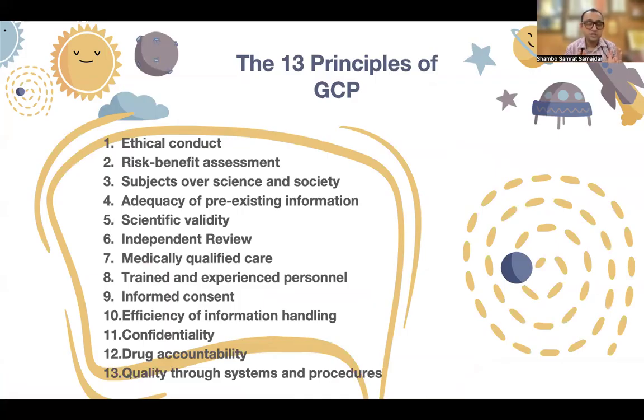Each research proposal should be scrutinized with these 13 magnifying glasses. After that, we can pass the proposal. Number 1, ethical conduct. Number 2, risk-benefit assessment. Number 3, subjects over science and society. Number 4, adequacy of the pre-existing information. Number 5, scientific validity. Number 6, independent review.